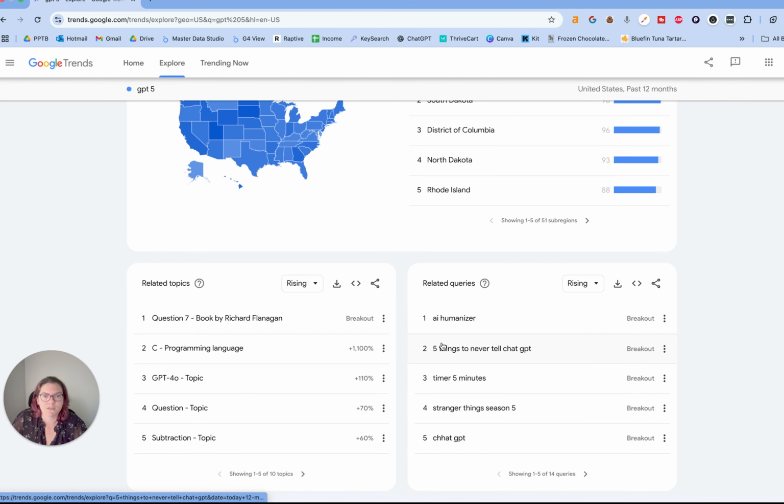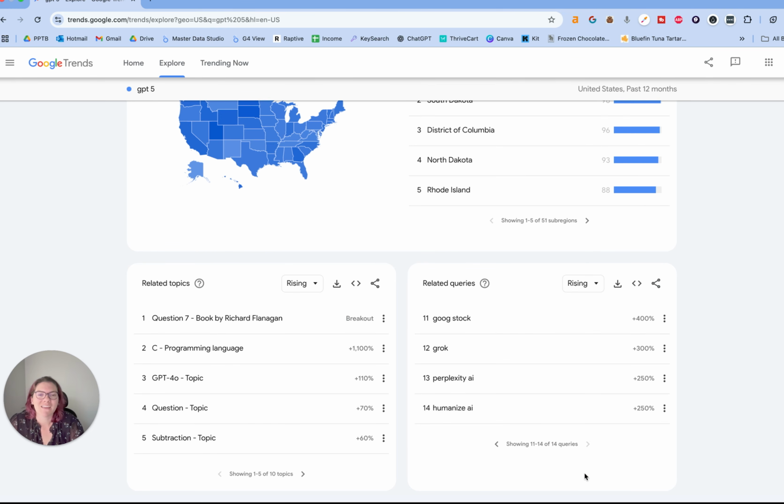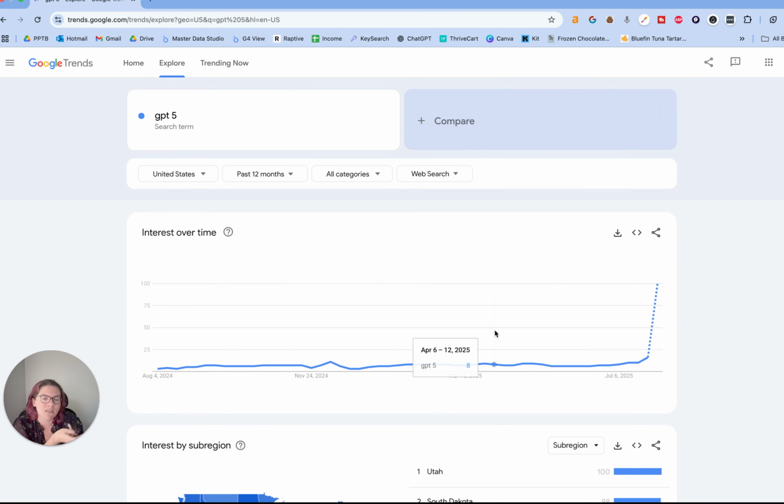If we go back to just doing GPT-5 and go down to these related things, we can see here we've got, first of all, 5 things to never tell ChatGPT. I think that's a really interesting thing, but also because it's so new, it's trying to pull Stranger Things 5, Grok 4, which is the one for Twitter, and then some misspellings of ChatGPT. But it's because it's so brand new. So the more established it is, the more related queries you'll have. The more specific it is, the more those related queries will mirror long tail keywords that we would see in Keysearch. But the newer it is, the less related there is because it's brand new, so it doesn't know yet.